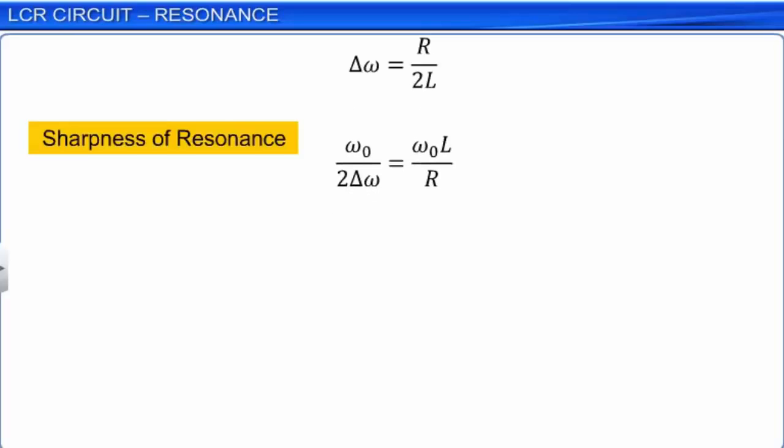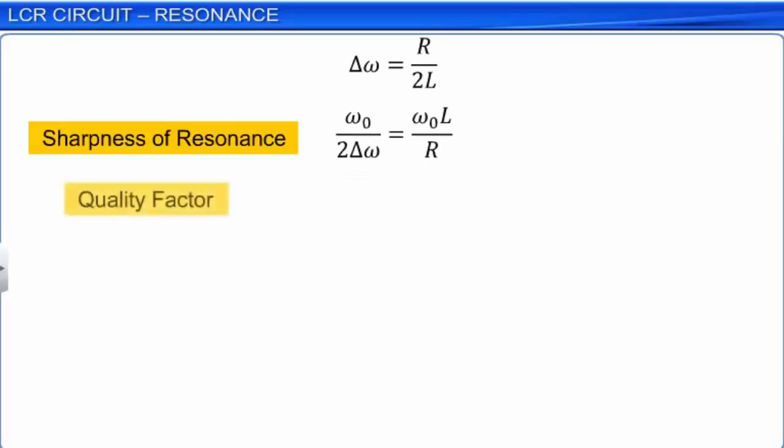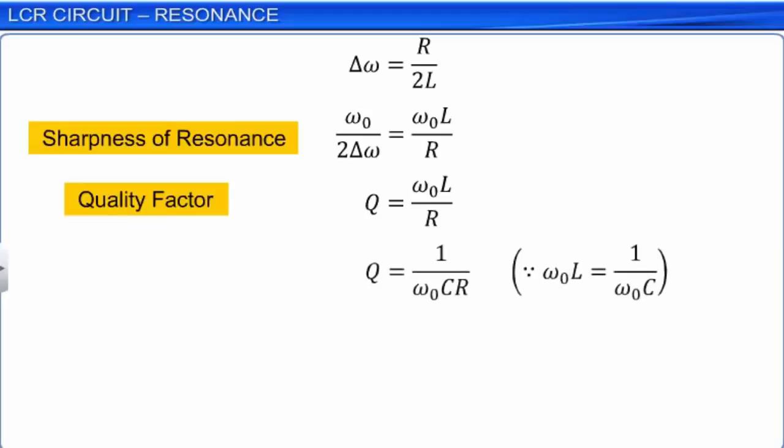This is also referred to as the quality factor Q of the circuit. Since omega naught L is equal to 1 by omega naught C for resonance, we can also write equation 4 as Q is equal to 1 by omega naught CR. Let this be equation 5.